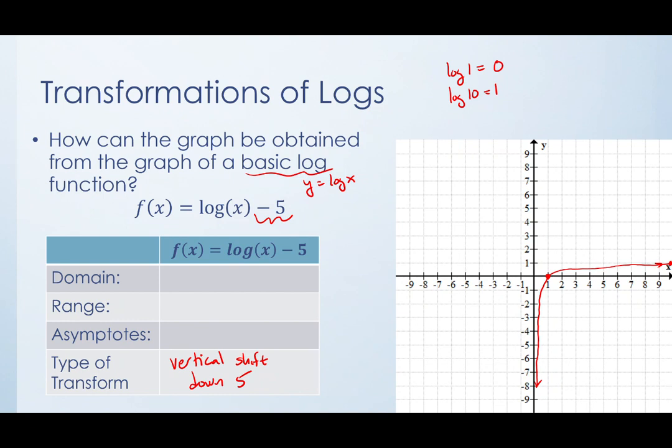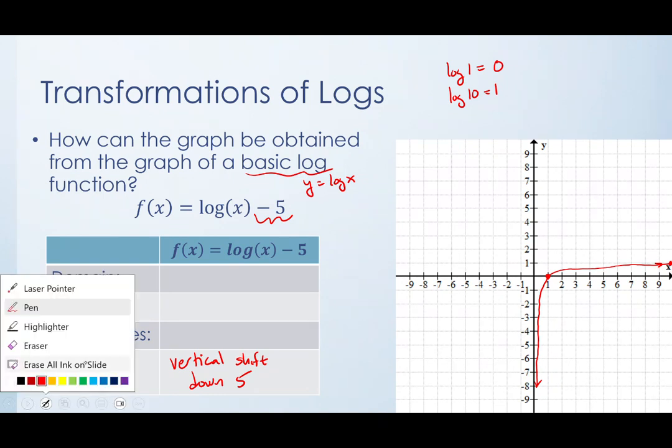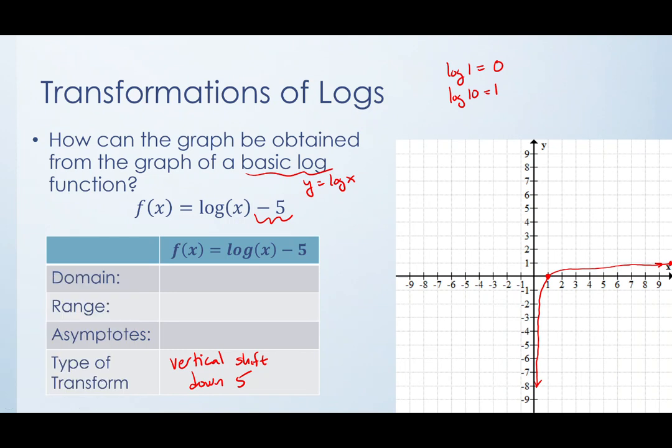So for our transformed function, we're going to be taking this thing down 5, right? So is our domain going to change? No, it's not, because we're just going to take this function and say, okay, instead of (1, 0), we're going to have (1, negative 5). Instead of (10, 1), we're going to have (10, negative 4). And this graph is just going to have been moved down 5 units, and that's a little bit better.